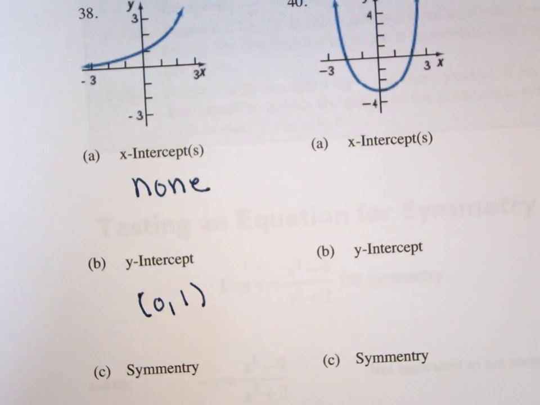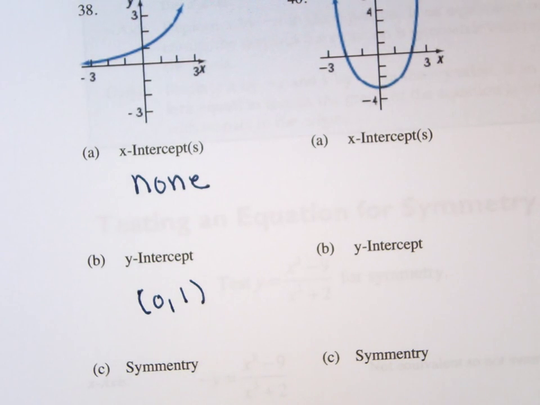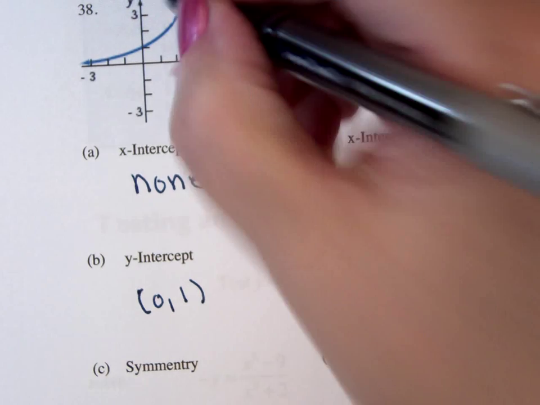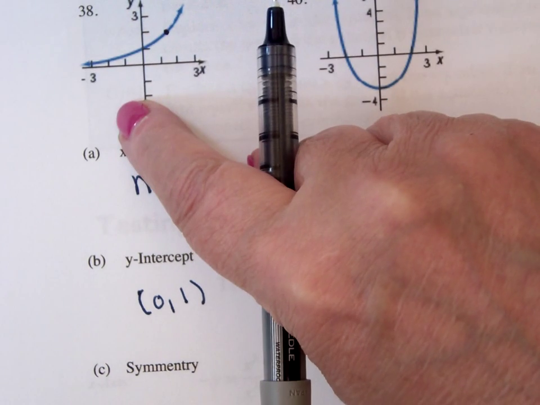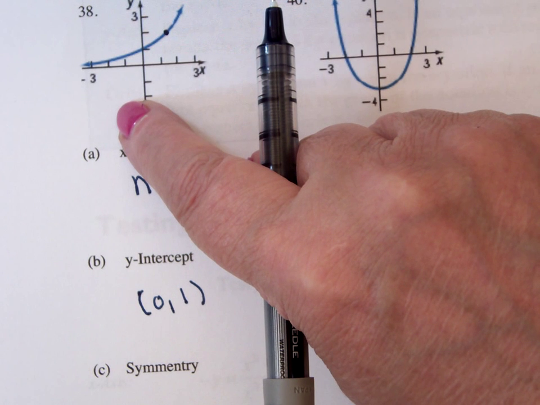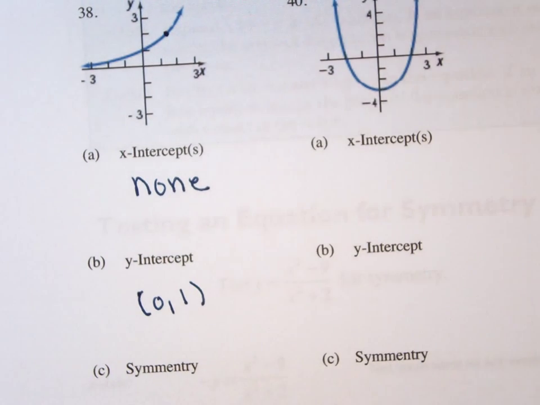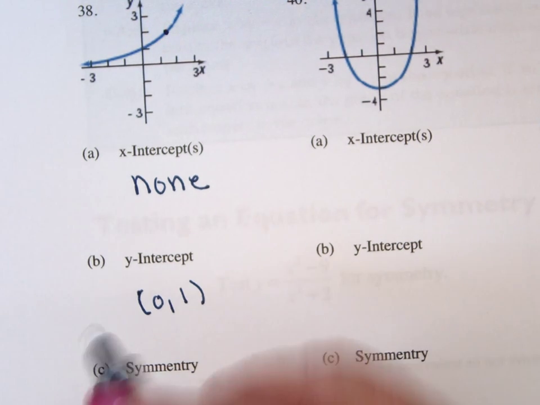Folded across the y-axis? No. Folded across the x-axis? No. Origin means I'd pick a point here and move it. There should be a mate down there, is it? No. So is it symmetric with respect to? No.